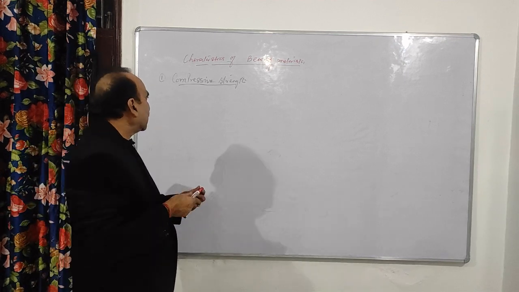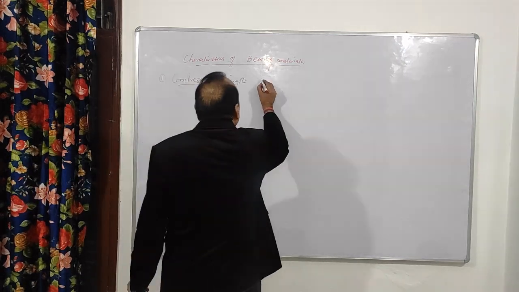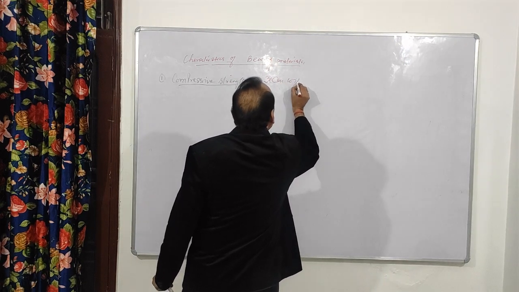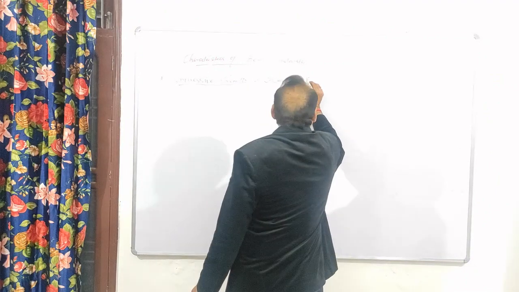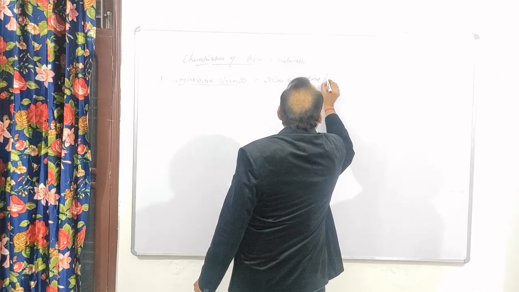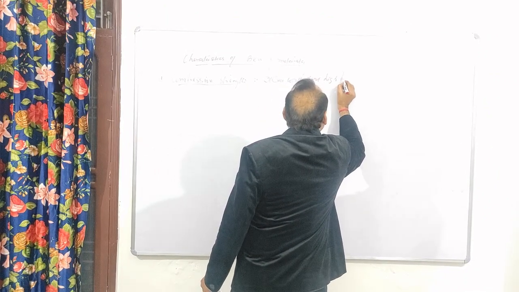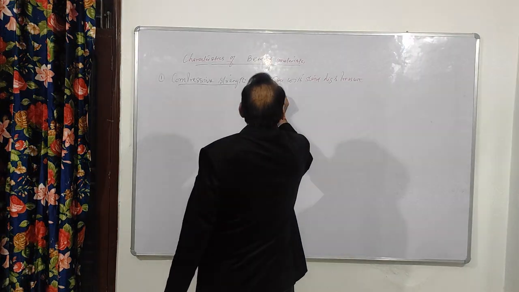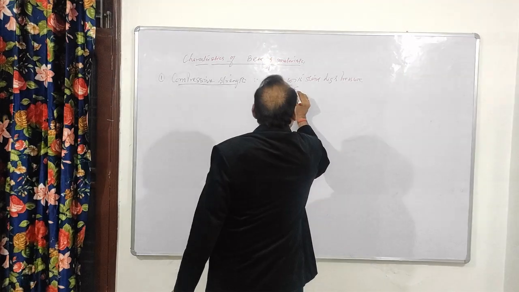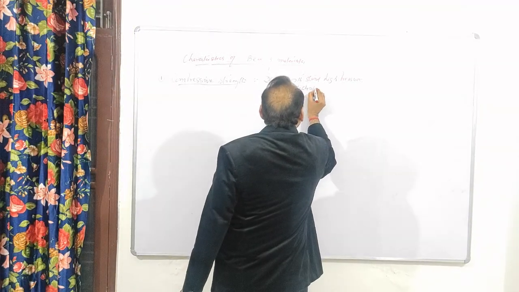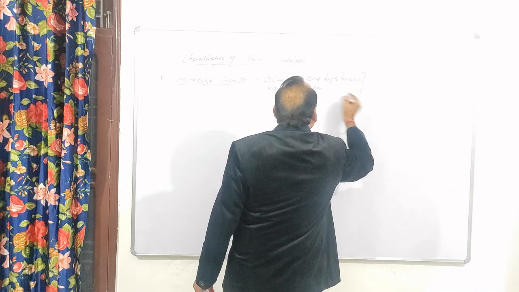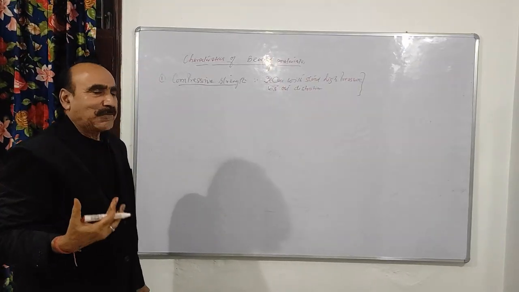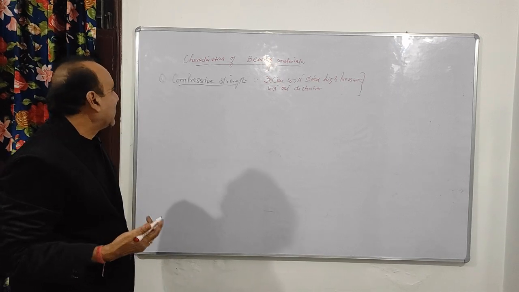Compressive strength किसके लिए चाहिए? It can withstand high pressure without distortion. कि हाई प्रेशर को ये विथस्टैंड कर सके. ये फर्स्ट प्रॉपर्टी है बेयरिंग मटेरियल की.